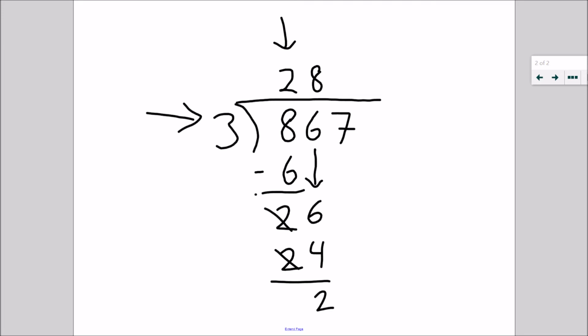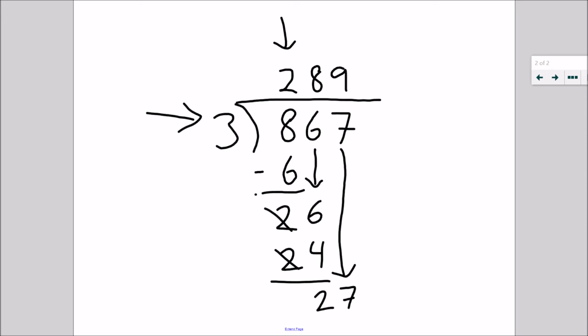Lastly, I'm going to bring down my final place, because those 2 tens are actually 20. I add my 7 ones onto them and get 27 ones that I can divide by 3 again. This will tell me how many ones I have in my answer. 27 divided by 3 is 9.